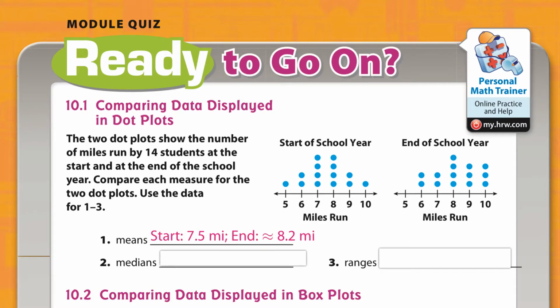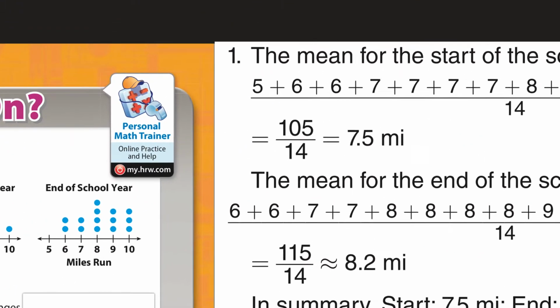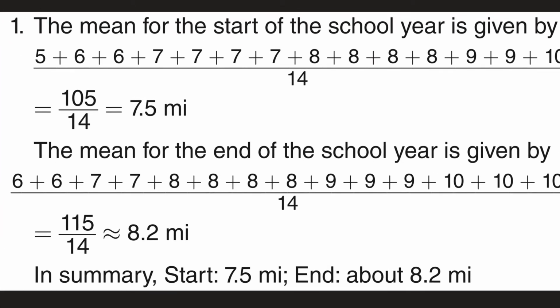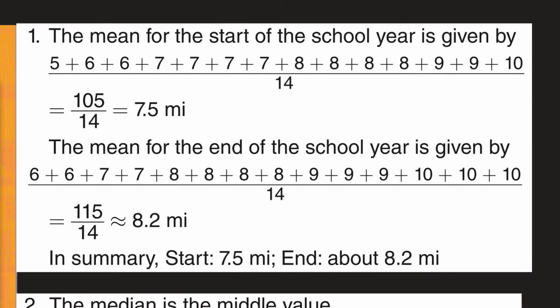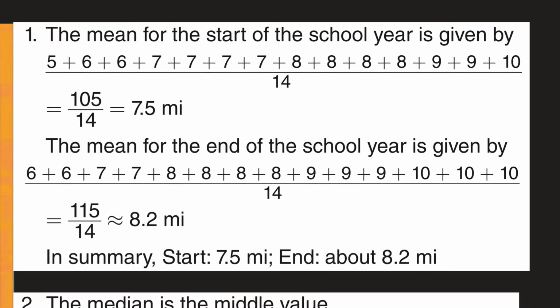Here are the means to number 1. For the start, 7.5. So the average number here is 7.5, and for the end here is 8.2, and this is where I got that. The mean for the start is right here. We take all of the data, and there were 14 numbers, so we divide by 14, and that total was 105 divided by 14, which gets you 7.5. And then for the end of the school year, there are 14 data points, and that total was 115 divided by 14. It's about 8.2. So there you go, 7.5 at the start, and the end is 8.2.